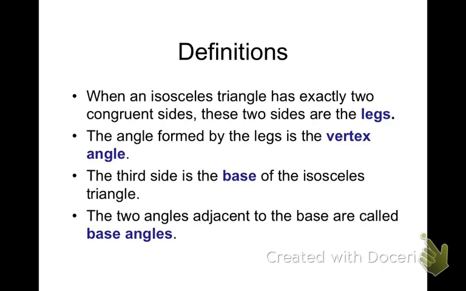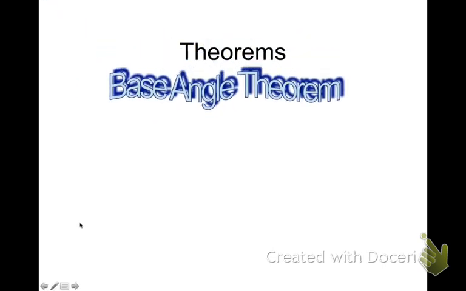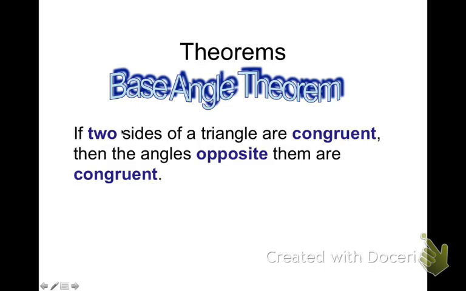So, for our first theorem about isosceles triangles, look at that fanciness, base angle theorem. The base angle theorem states the following. If you have 2 sides, so if 2 sides of a triangle are congruent, then the angles opposite them will also be congruent.